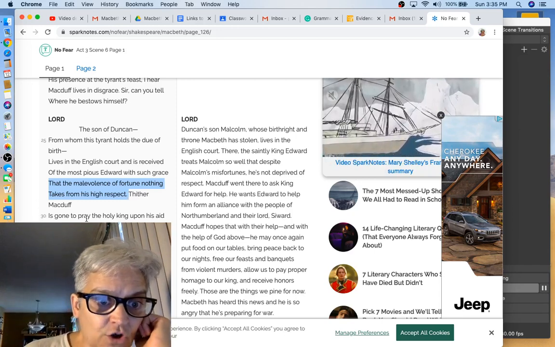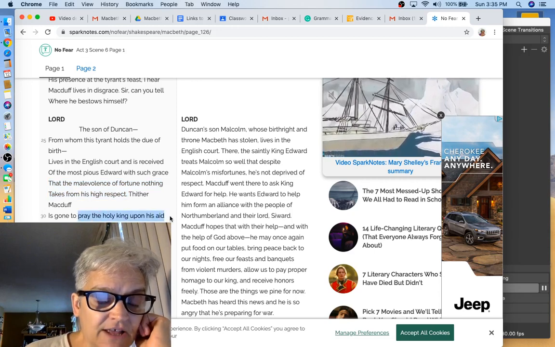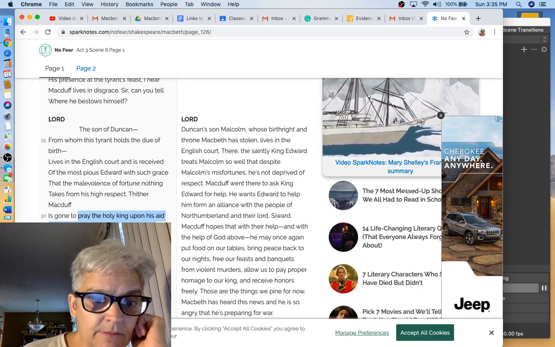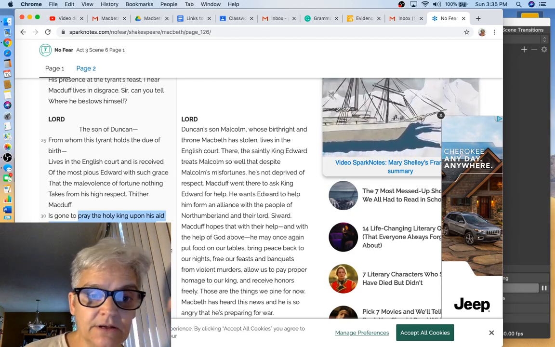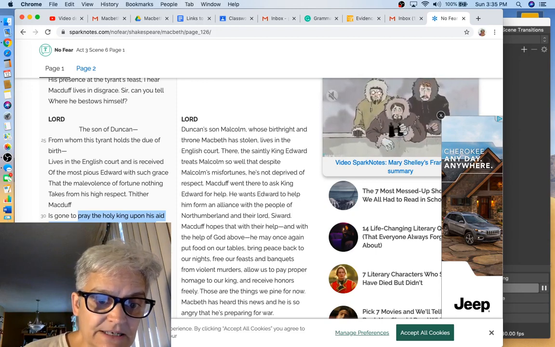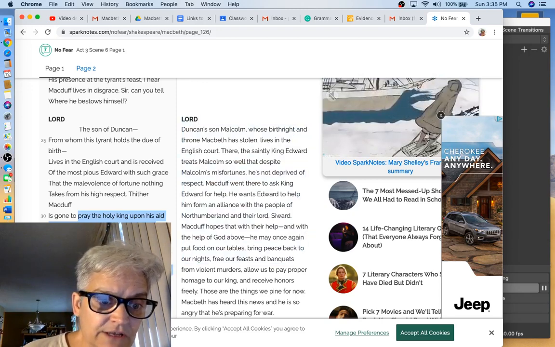Thither Macduff is gone to pray the holy king upon his aid, to wake Northumberland and warlike Siward, that by the help of these, with him above, to ratify the work, we may again give to our tables meat, sleep to our nights, free from our feasts and banquets bloody knives.